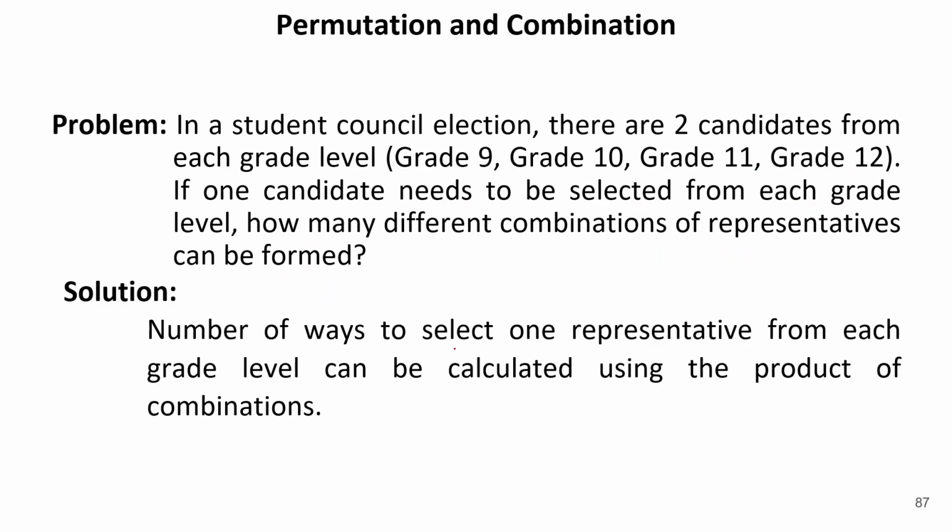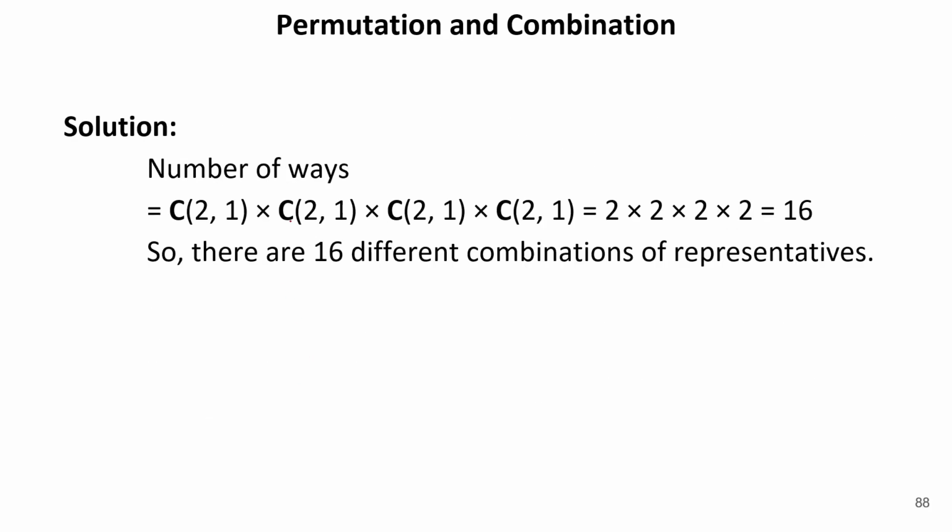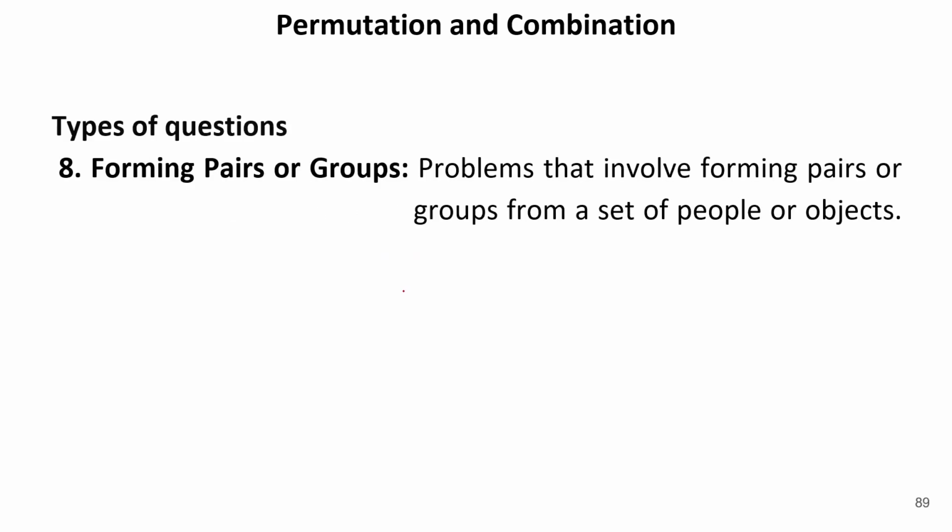The number of ways to select one representative from each grade level can be calculated using the product of combinations. So the number of ways is equal to C(2,1) into C(2,1), and so on. So it will be 2 into 2 into 2 into 2, which is 2 to the power 4. That is actually equal to 16. So there are 16 different combinations of representatives.